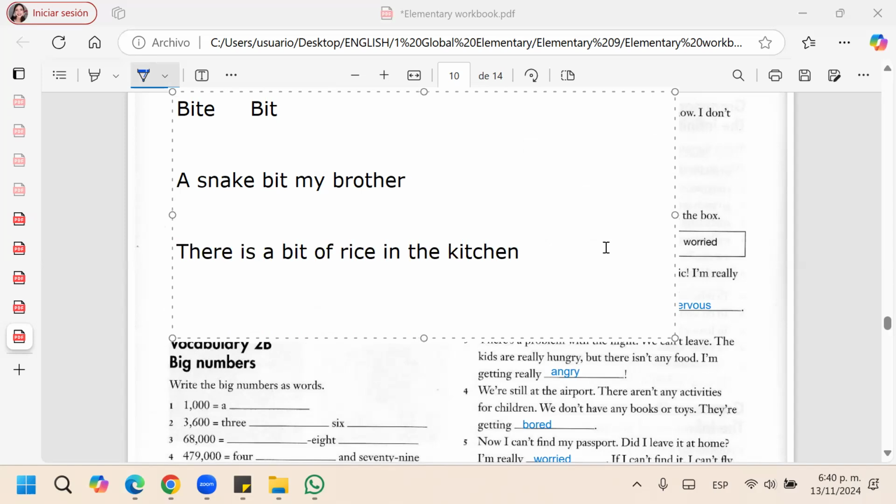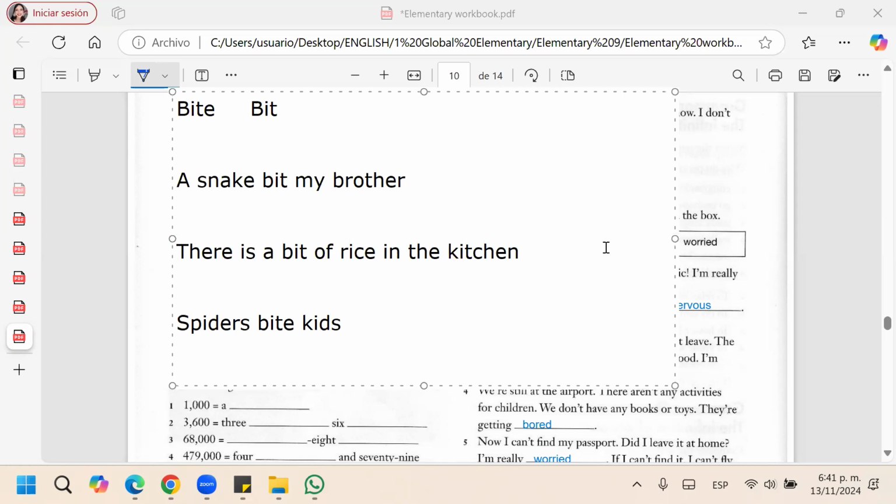Or if I say maybe a spider, or spiders in general, spiders bite kids.